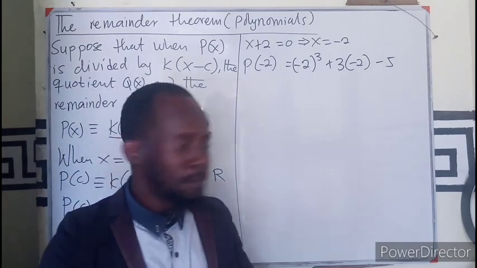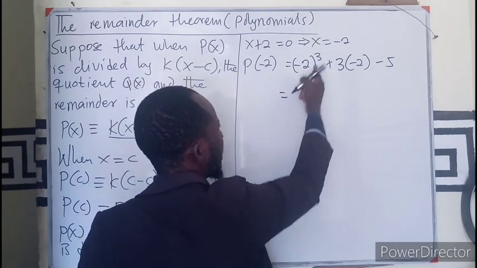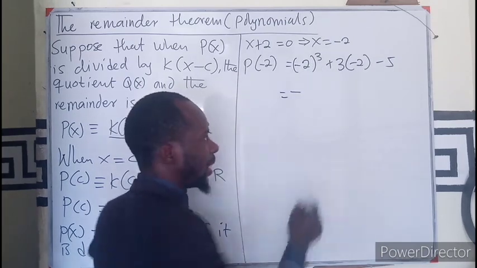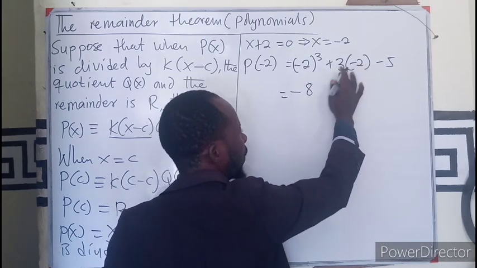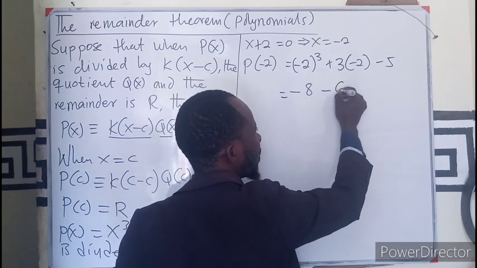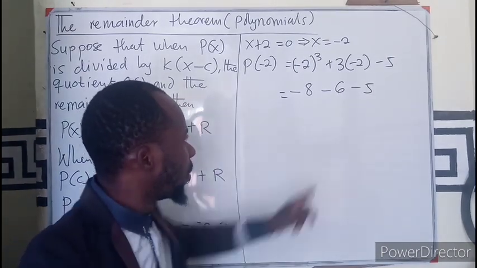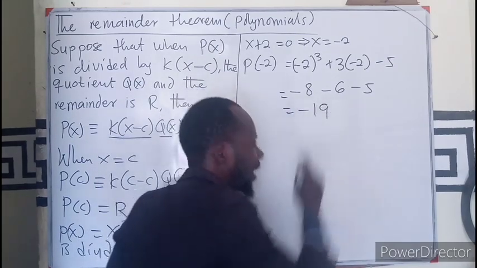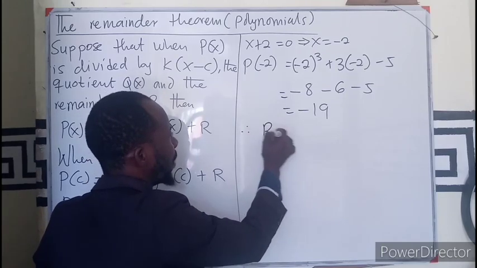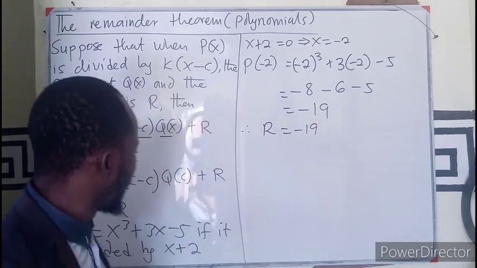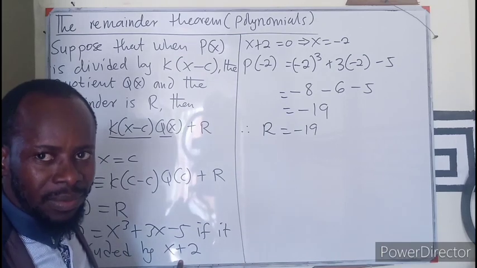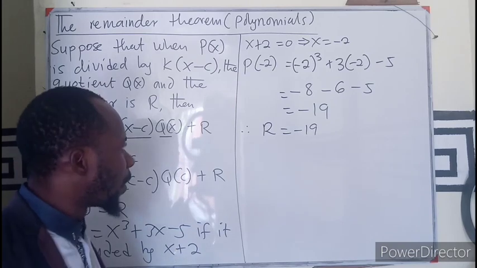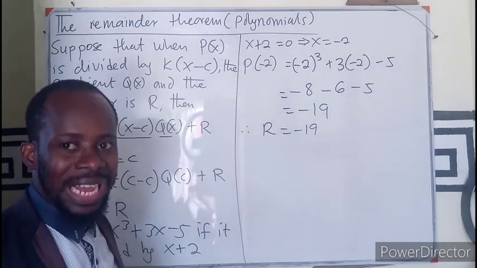We are trying to find a remainder. Since this is an odd number, negative 2 exponent 3 will be negative 8. If you multiply this, we are going to have negative 6, minus 5. All the way here will give us negative 11. So we are going to have negative 19. Therefore, the remainder is negative 19 if this function is divided by this. Remember, it is always a linear function as our divisor. Okay, now this is one way of getting it.